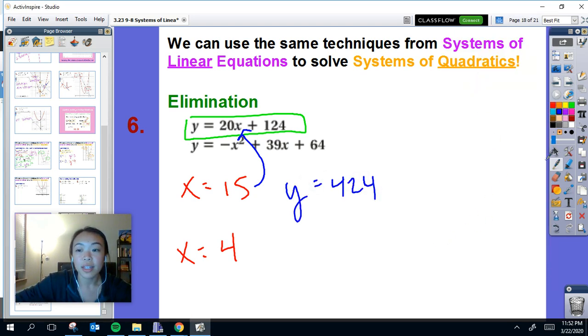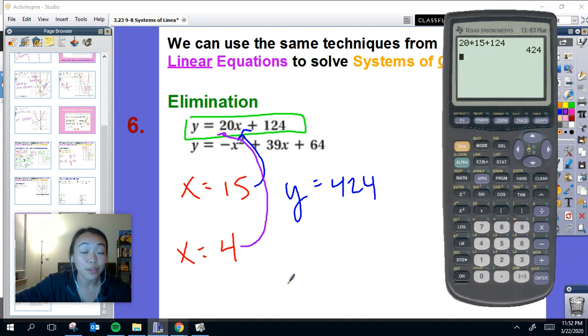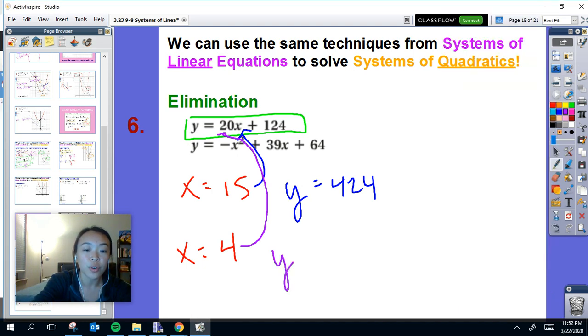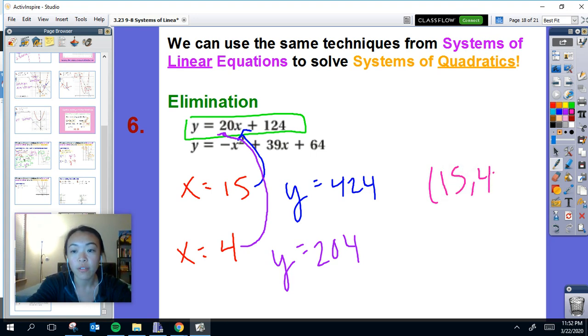I do the same thing. My second value, I'm gonna plug this into my easier equation. You can use a calculator, that's fine with me. 20 times 4 plus 124, and I'll get a y value of 204. So those are your two answers. Your first solution or intercept is 15, 424. And then your second one is 4, 204.